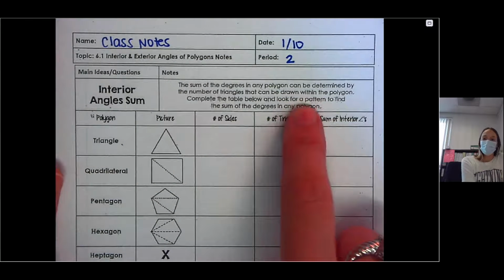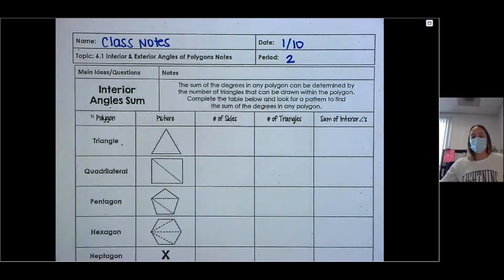Can I have somebody read this little paragraph here? Zarian, go for it. Nice and loud. Thank you. Okay. So on the left, we've got some names of polygons, and there are a couple pictures for you as well. We're going to start by doing the first 2 rows together, and then I'm going to give you a little bit of time to work with the people at your table to see if you can fill out the chart and notice a pattern or 2.